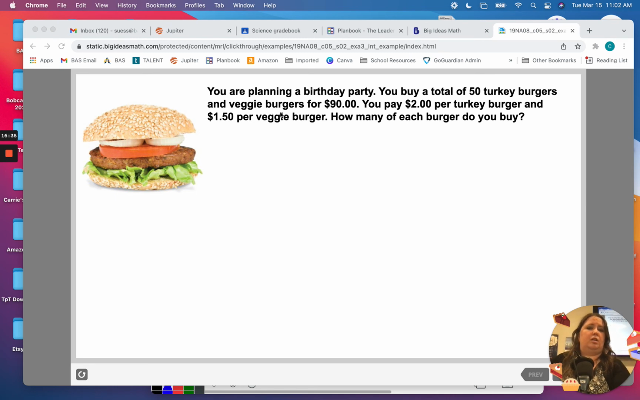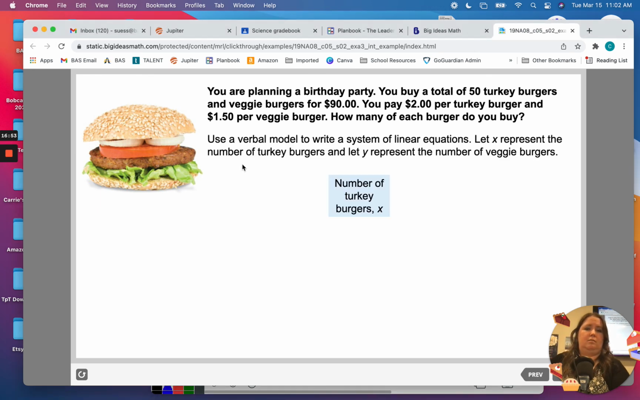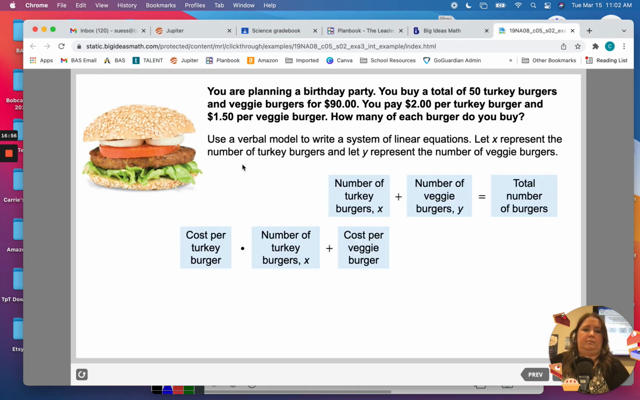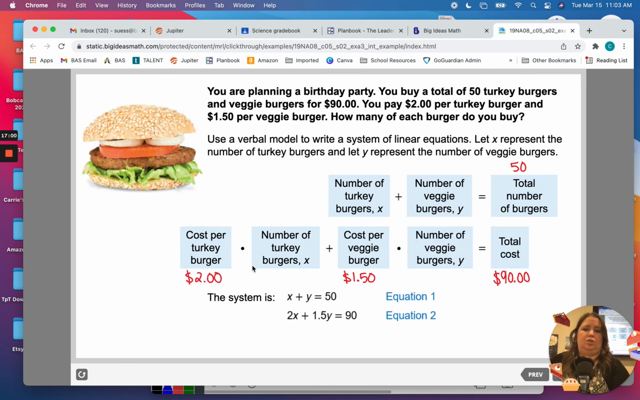How much is each turkey burger? $2. So 2x. If you want to put the decimals, you can, but you don't have to. So 2x plus, how much is the veggie burger? 1.5y equals 90. Do you have 2 equations now? There's your 2 equations. So this is what you should have. Okay, so now we have 2 equations we can solve.